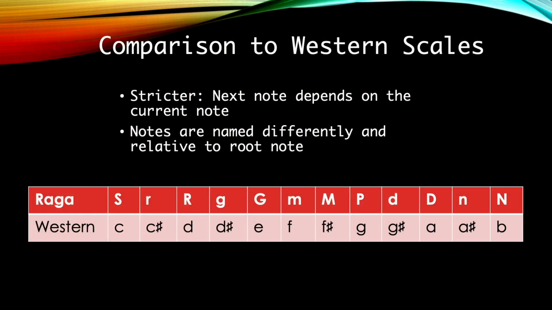Ragas are basically the Indian version of Western scales. They're stricter than Western scales though, since the next possible note is simply not chosen from a set, but rather depends on the current note. Also, notes are labeled a bit differently. They're labeled relative to the start note. Here you can see how they're labeled relative to C, but if we started at D, then D would be labeled as S. There's a lot of other very interesting things to cover about ragas, but I will skip over microtones and all the other theory, since we're only interested in the stricter rules for this video.